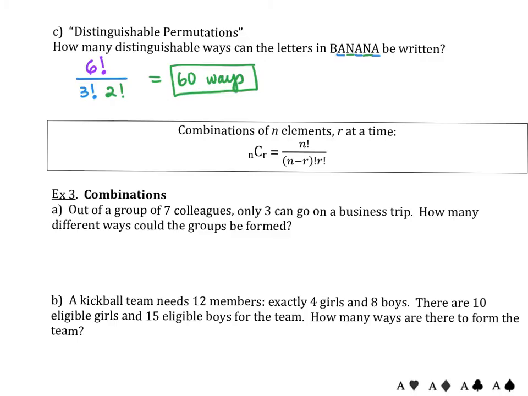Now we're going to consider combinations of n elements taken r at a time. When you're doing a combination, you're taking a group of items. So think of groups of things. The main thing to keep in mind is that the order does not matter. Whereas in permutations, the order matters very much. It matters whether you're first, second, or third.